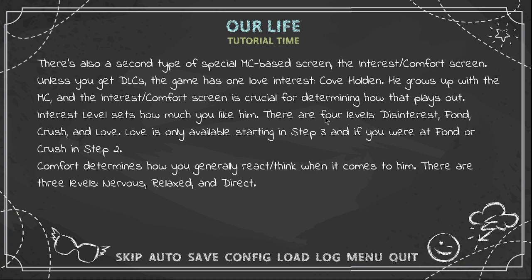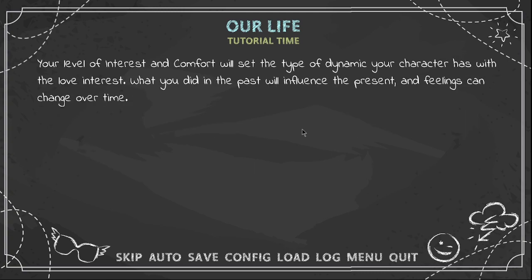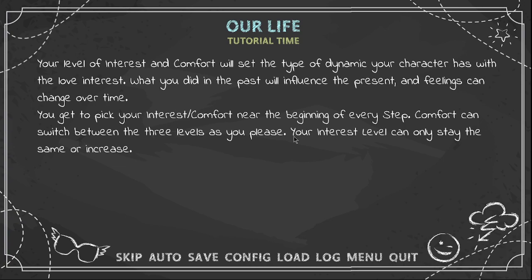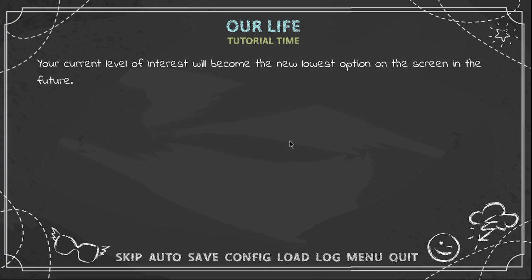Crush and love. Love is only available in starting step 3 if you were at fawn or crushed. Level of interest and comfort. Okay, you get to pick the interest comfort near the beginning of every step. Your current level of interest will become.